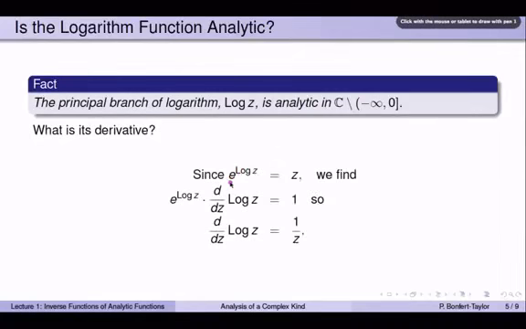Well, we do know that e to the log z is equal to z. That's how we define the logarithm function. So it undoes what the exponential function does. So e to the log z is equal to z. And we now differentiate both sides of this equation with respect to z. Differentiating the right-hand side is pretty simple. The derivative of z is 1.